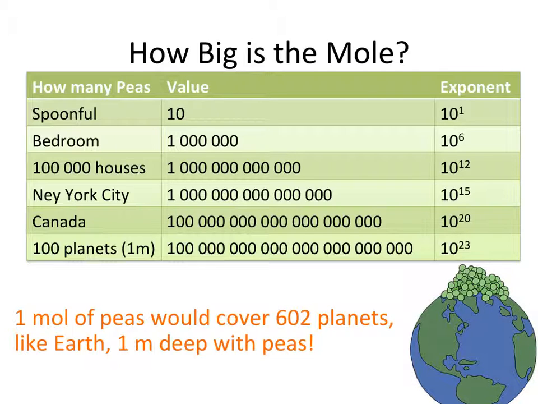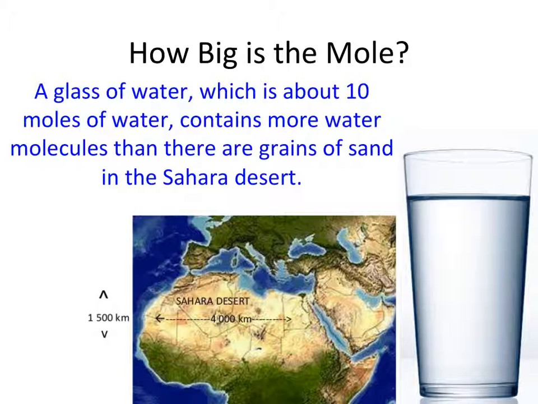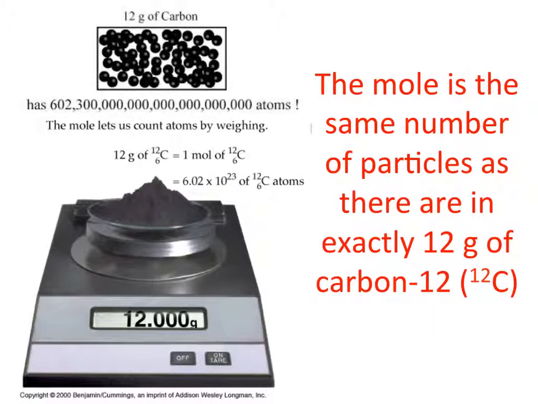That's tremendous. This is a really interesting one, that a glass of water, which usually contains about 10 moles of water, contains more water molecules than there are grains of sand in the Sahara Desert in northern Africa. So here is a picture of the Sahara Desert. Here's a picture of a glass. There's more water molecules in this glass than there are grains of sand in this Sahara Desert. That is crazy.